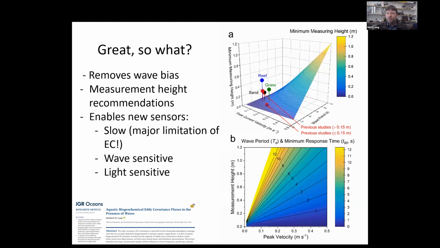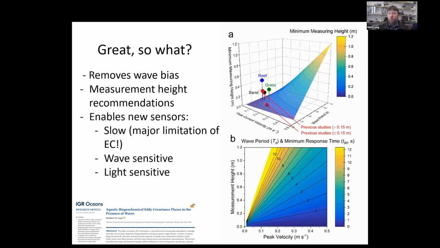The other side effect of this is it really enables new sensors. We've been extremely limited in eddy covariance in what we can actually measure because we need sensors that can measure at about half a second response time, and that's very challenging to produce. But now that we're using this cutoff frequency and removing things, we can now use much slower sensors. So a sensor that responds in 5 seconds or possibly even 10 seconds, depending on the conditions at a site.